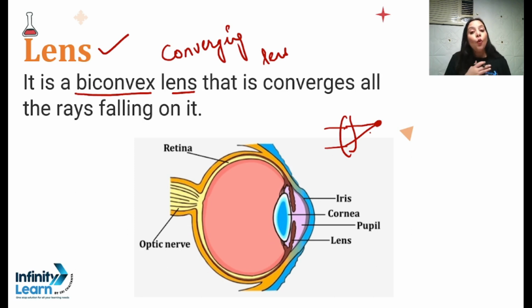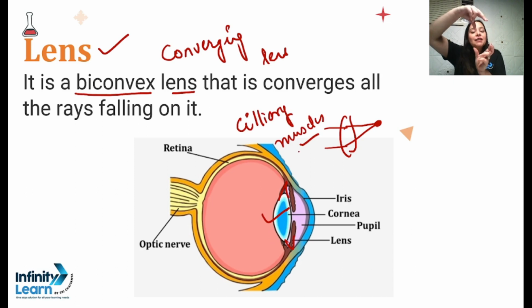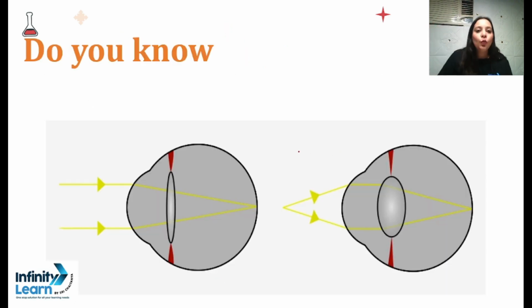So it converges all the light rays falling on it, and you can see that this is a lens and it is held by a special kind of muscles, and these muscles are called ciliary muscles. So ciliary muscles are just holding the lens.